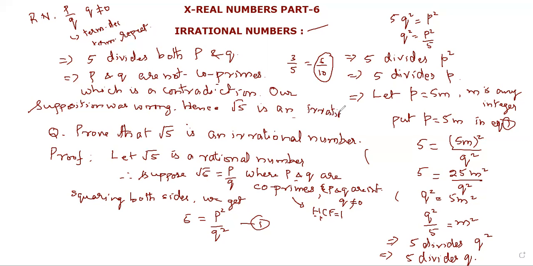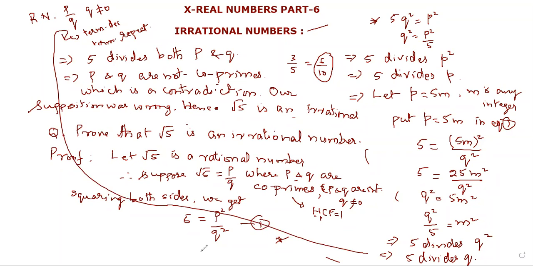So all proofs will be like this. Once you prove this, after this you will write from here, and after this you will write from here.